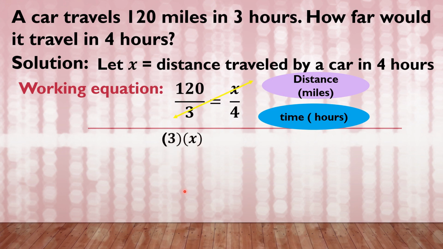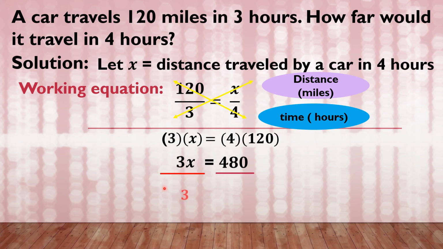So notice that the numerators are both dealing with distance and the denominators are both dealing with time with respect to hours. So to solve this, let's just do the cross multiplication. So 3x is equal to 4 times 120. And then getting the product, 3x is equal to 480. And of course, dividing both of them by 3, we obtained x is equal to 160. So therefore, the car covered a distance of 160 miles in 4 hours.